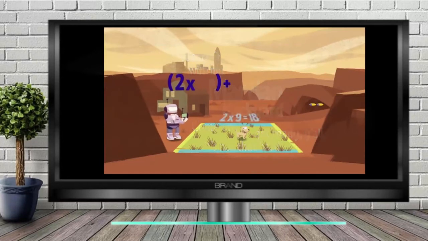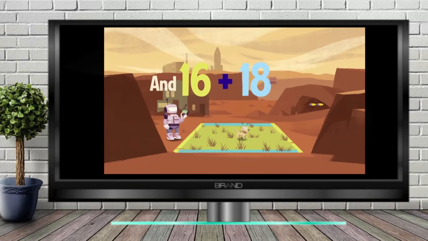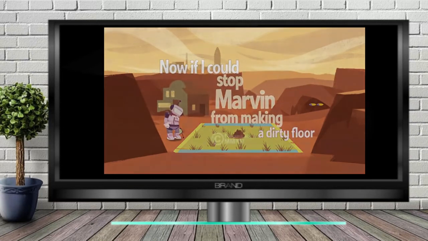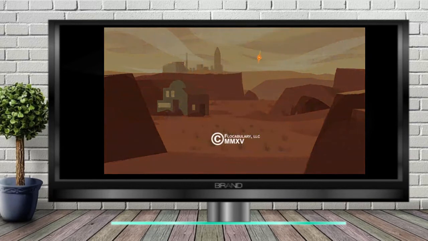It's not that hard. 2 times the length of 9 is 18. And 2 times the width of 8 is 16. And 16 plus 18 is 34. Now if I could stop Marvin from making a dirty floor. Come on, Marvin.